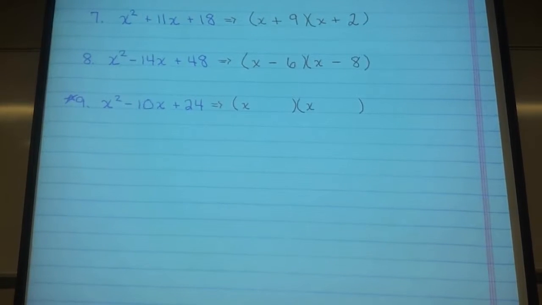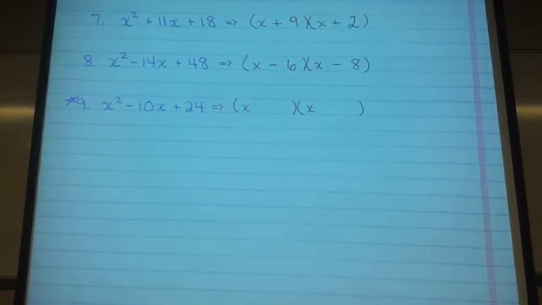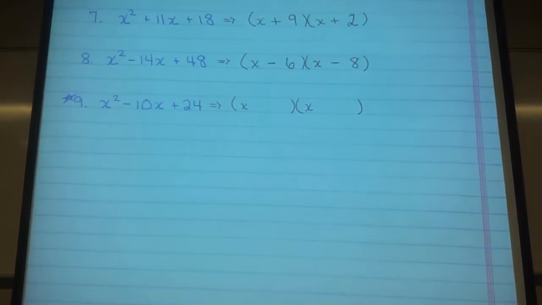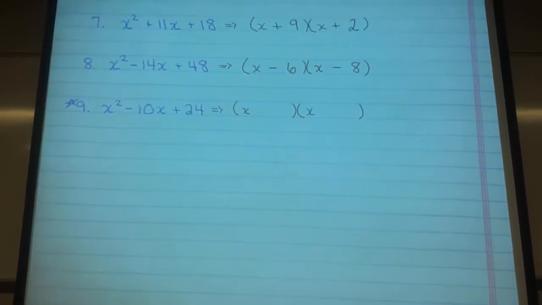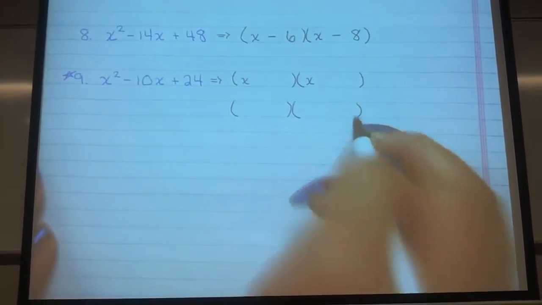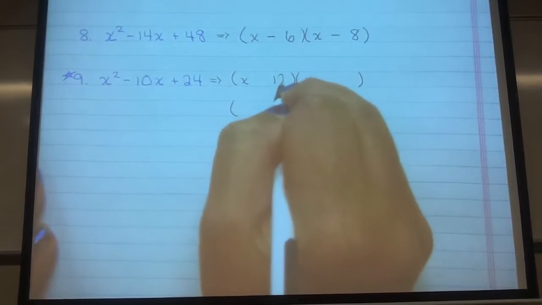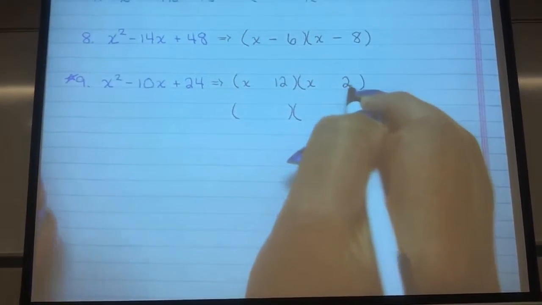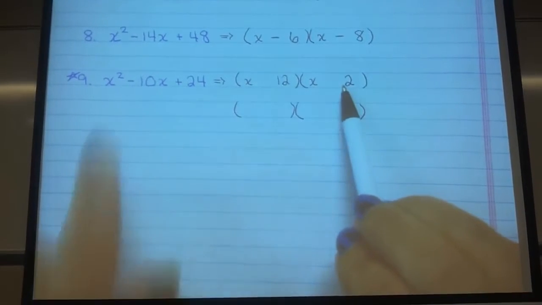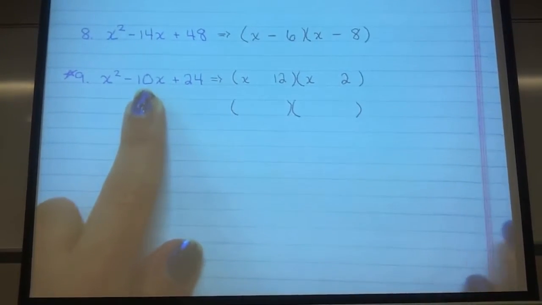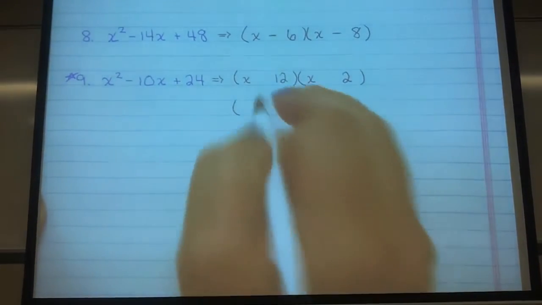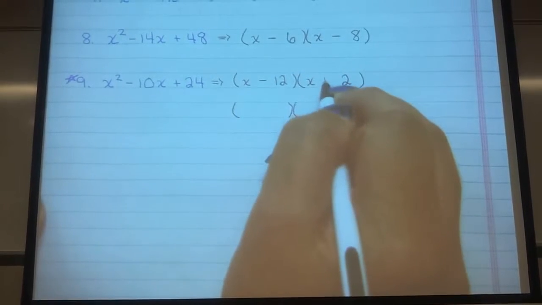The number 9. Did anyone use 12 and 2? No. Did anyone use 6 and 4? Yes. I'm going to use 12 and 2 first, so just watch for a second. If you use 12 and 2, how do you have to combine these to get 10? Subtract. So the bigger number needs the negative. So would those of you who used 12 and 2 do this?